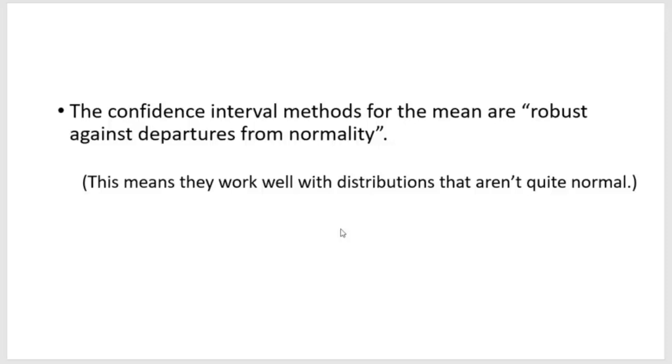They should be pretty close to normal, but if they're not quite normal, this confidence interval is still going to be really good. So if we've got that t-distribution that isn't quite normal, we're still going to have a really good confidence interval using this method. So it is robust against departures from normality.